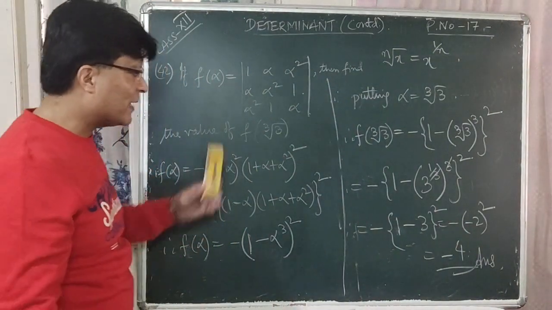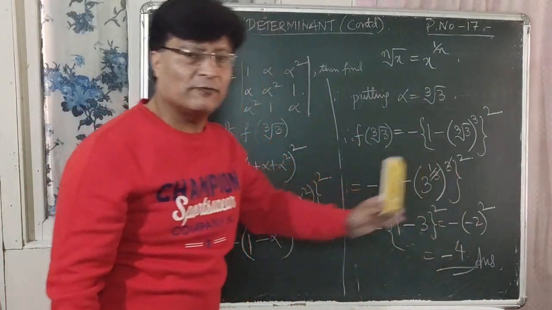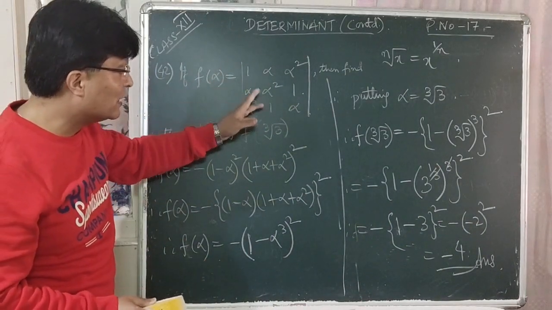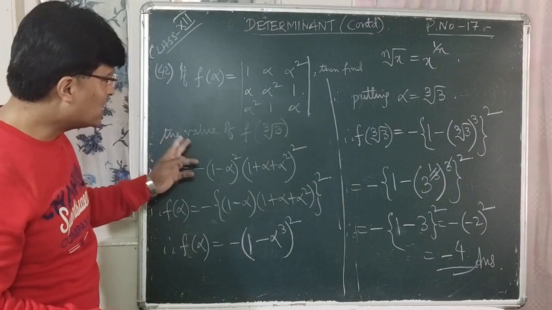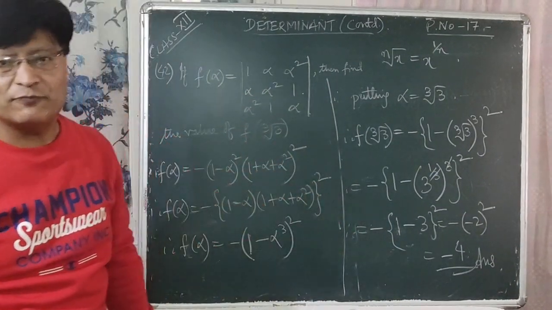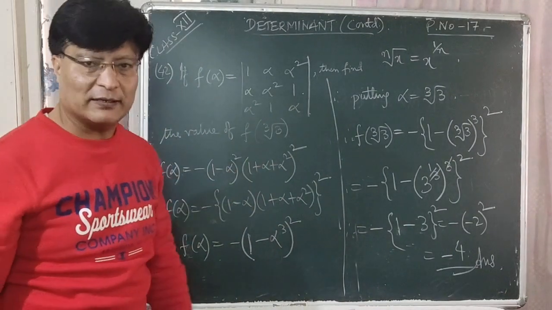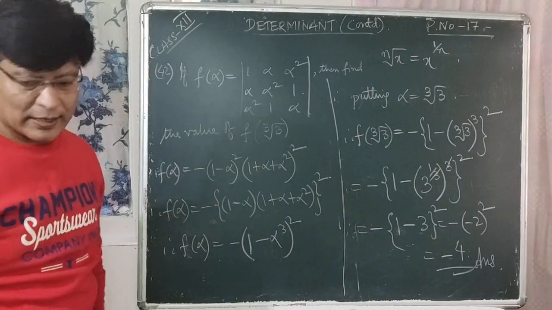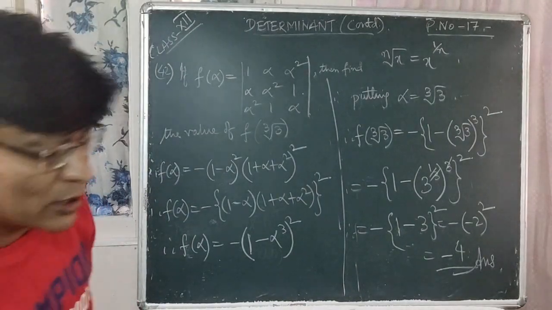So what is the final answer in this case? It is minus 4. So if f of alpha is equal to this determinant, then what is the value for f of cube root of 3? It is minus 4. So that is the final answer. Is it clear to all of you? So we can copy it. We'll do the next question now.